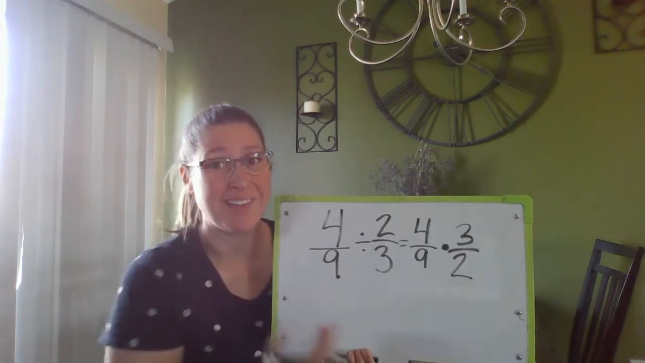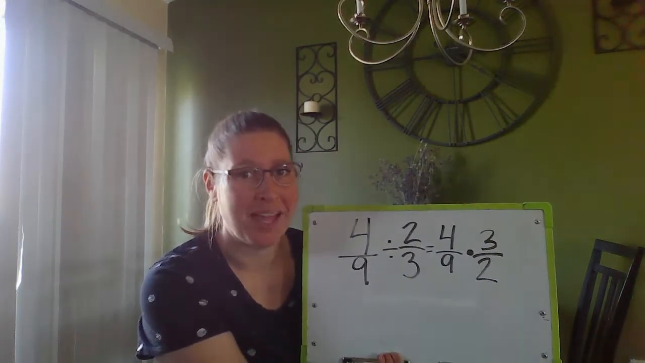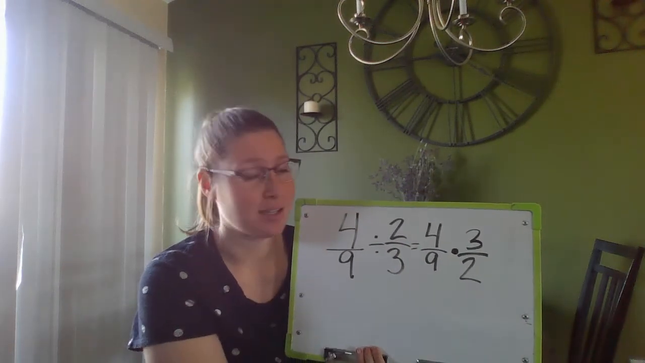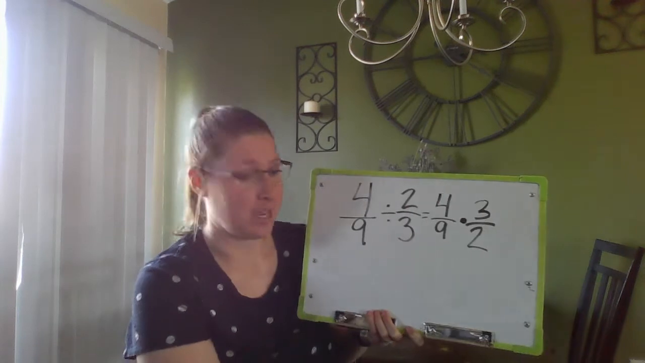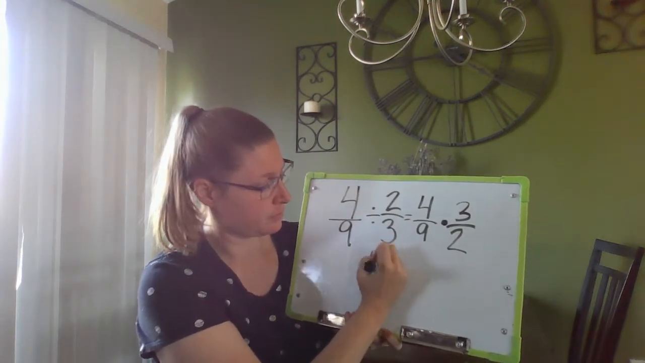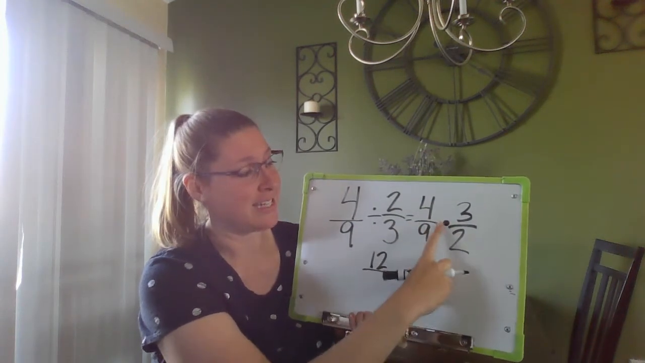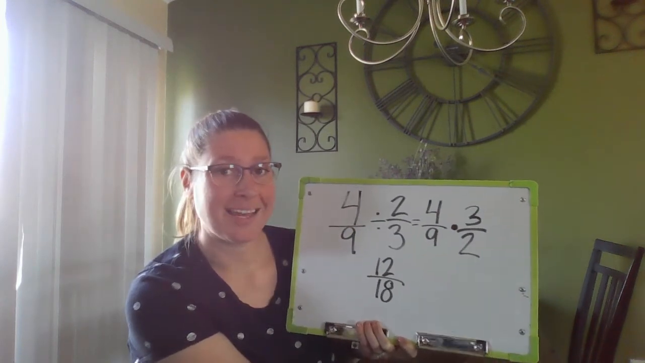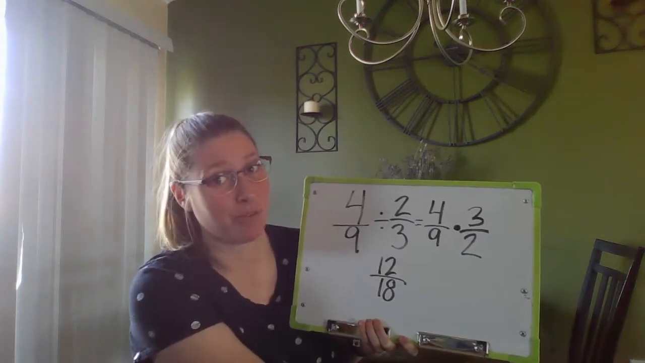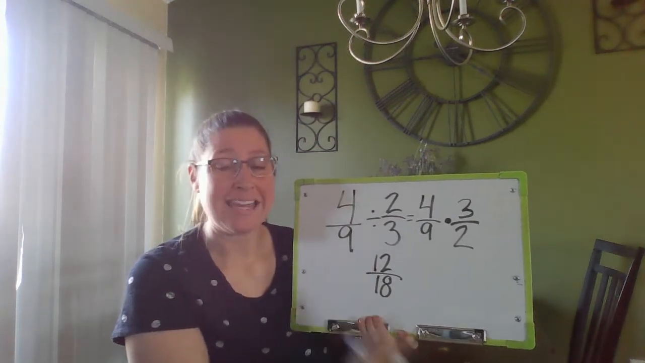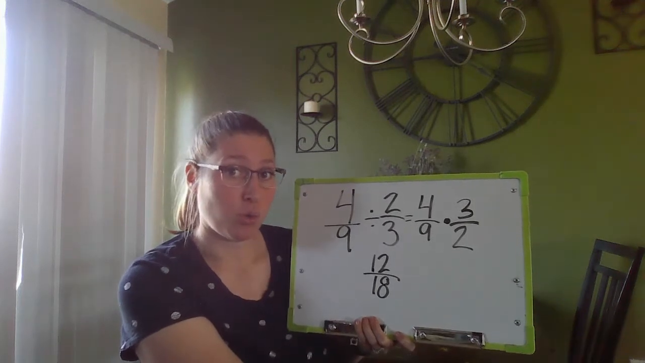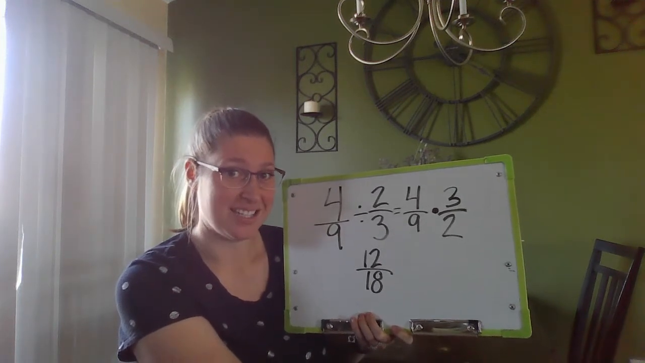And if you notice, I made a multiplication problem, and we just talked about that. We just multiply straight across. So 4 times 3 is 12. 9 times 2 is 18. Now, I just need to simplify. 12 and 18 have a common factor. They actually have a lot of common factors. So their greatest common factor is 6.